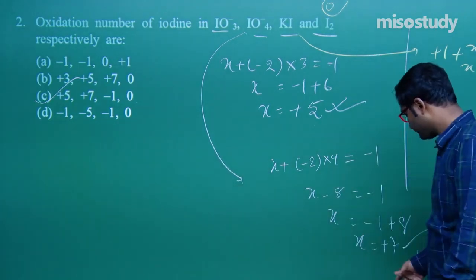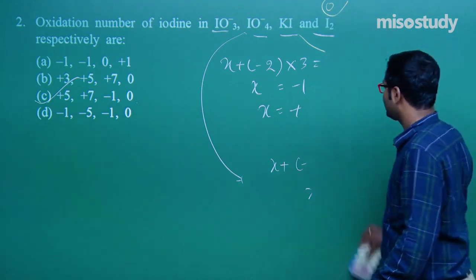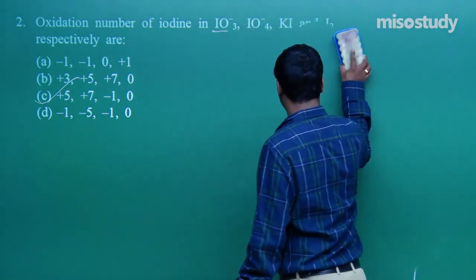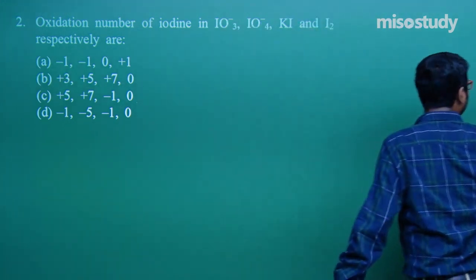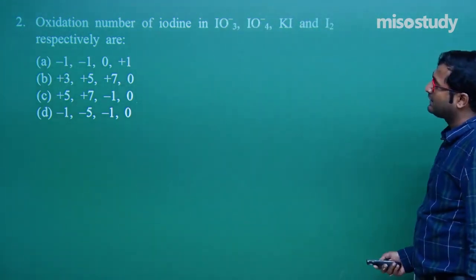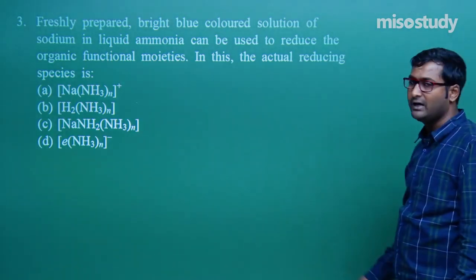Clear? Now, I am going to rub this part and we'll discuss the next question. Check it out. Wait for a moment. Look at what I'm telling. Now the next question is: a freshly prepared bright blue colored solution of sodium in liquid ammonia.